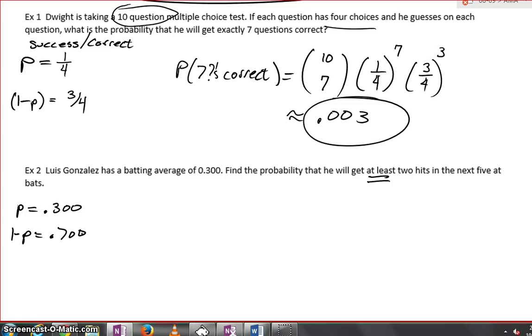When you say that he should get at least 2 hits, that little phrase, at least, is really opening the problem up quite a bit. What are we really talking about? He could get 2 hits, or what else? 3 hits, what else? 4 hits, or the very, very unlikely situation of getting 5 hits.